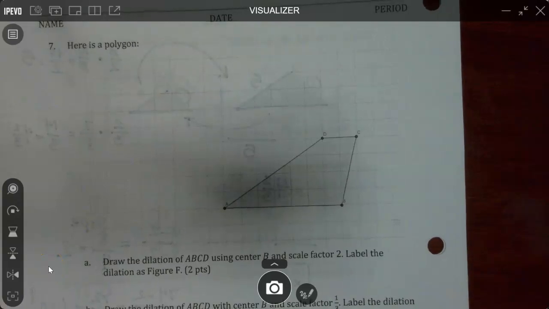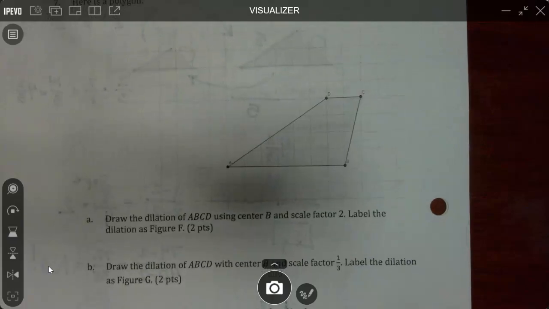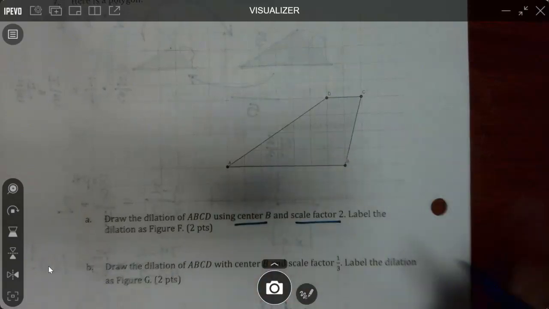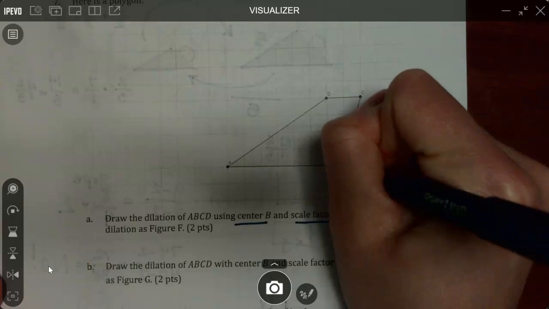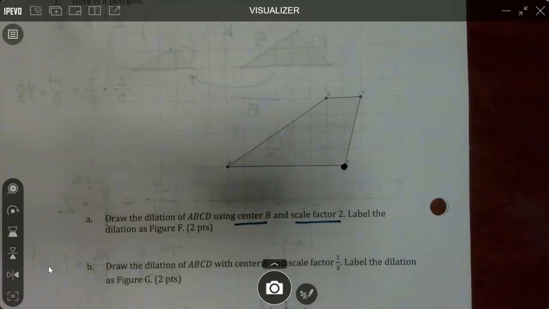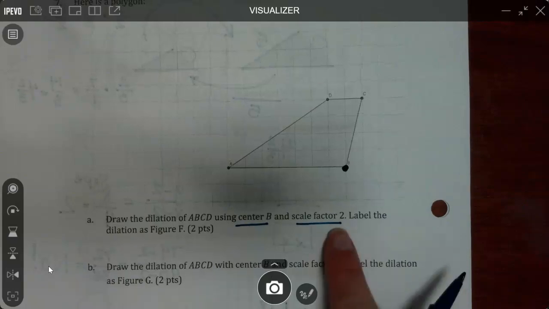Number 7. So here's a polygon, A, B, C, D. Your job was to draw a dilation of ABCD using center B and a scale factor of 2. So, non-negotiables. You have to start at center B, which is right here. You cannot start anywhere else. That's where everything is going to be touching. The scale factor has to be 2.